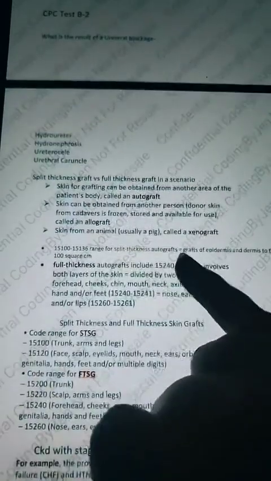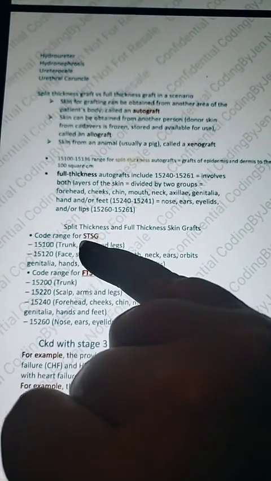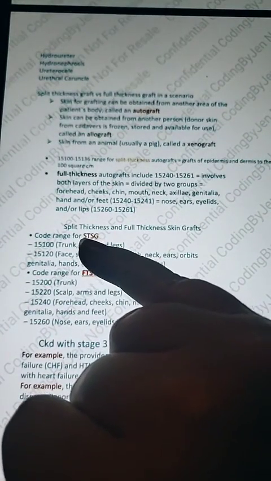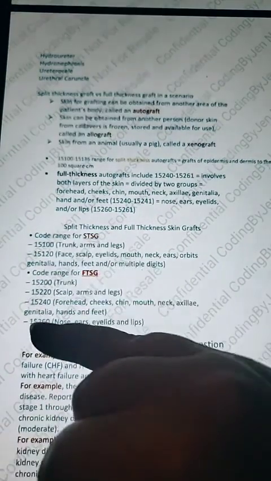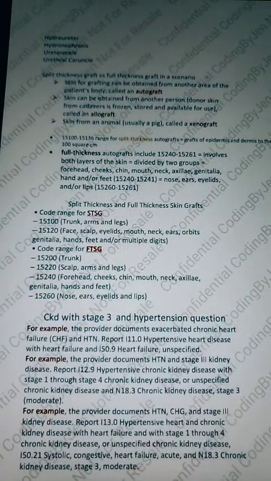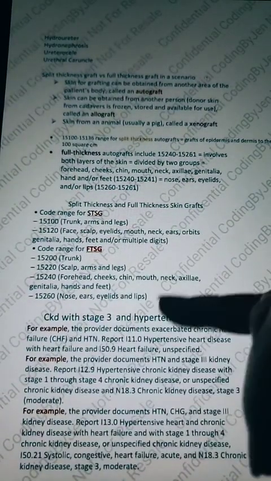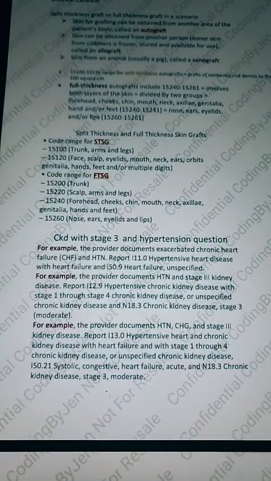Nope. We'll just have a scar. It's okay. There's also, I've written out the split thickness grafts and the full thickness grafts, and I've separated them out by CPT codes and by location for you here so that you can find them easier if you need it. Be sure you understand the differences and all the complexities that go along with hypertension and CKD.